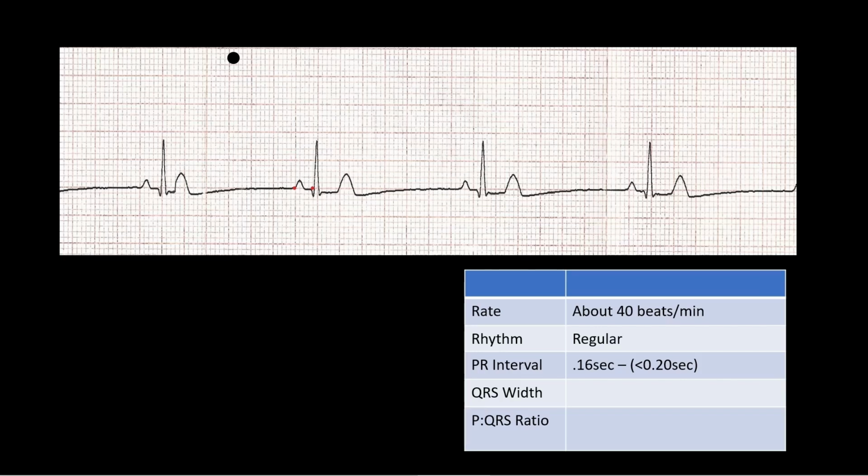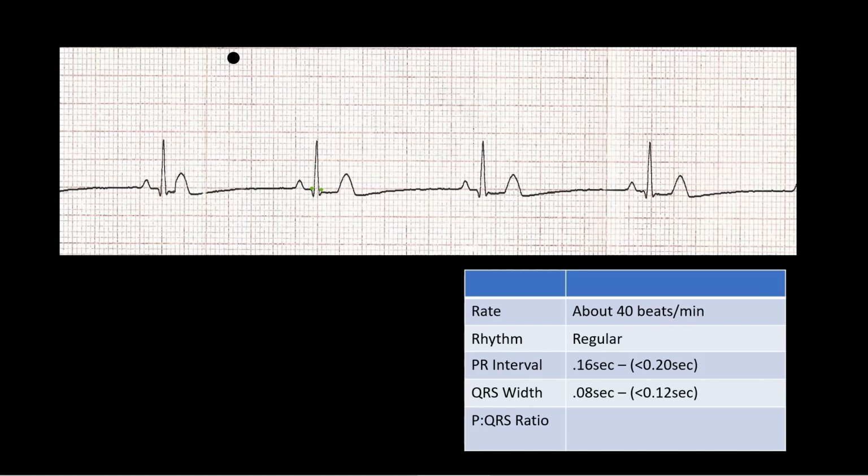Now let's look at the QRS width. Again, we'll zoom in a little bit, and we can see that it appears to be about 2 of the small boxes between the green marks here, giving us a QRS width of 0.08 seconds, which is less than 0.12.